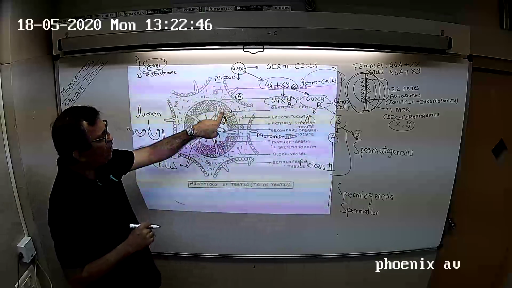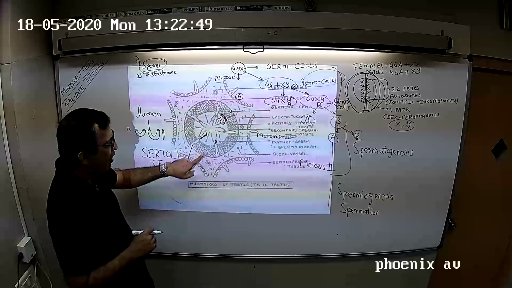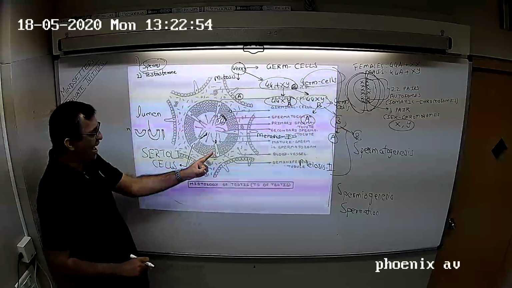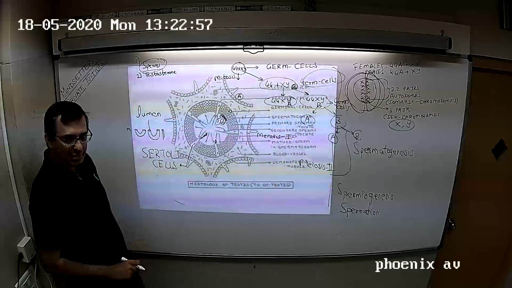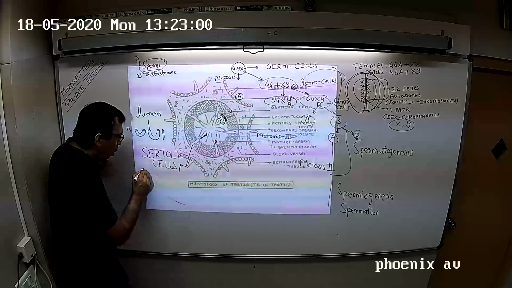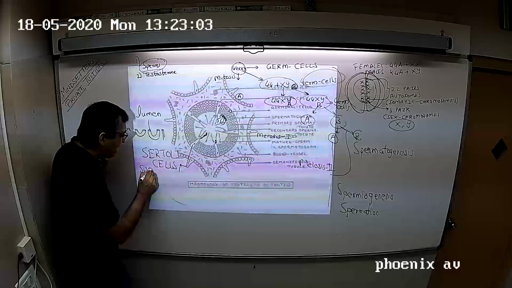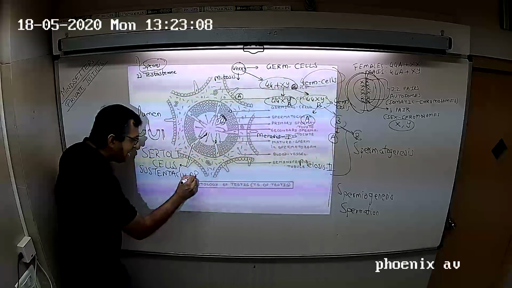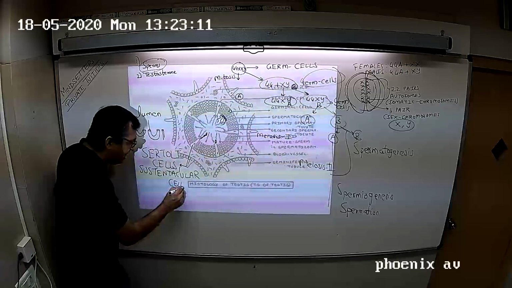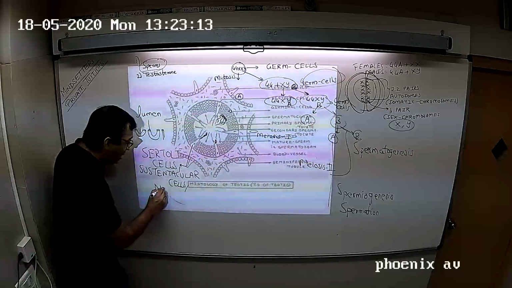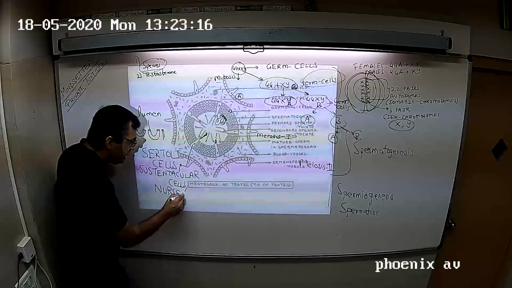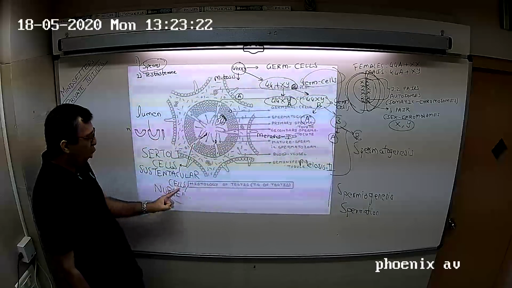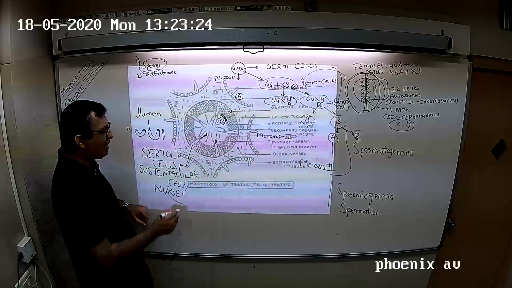In between these germinal cells are found tall pyramid shaped cells which are called Sertoli cells. Sertoli cells are also called sustentacular cells. What are Sertoli cells also called? Sustentacular cells, also called nerve cells. Sertoli cells, also called sustentacular cells, also called nerve cells.